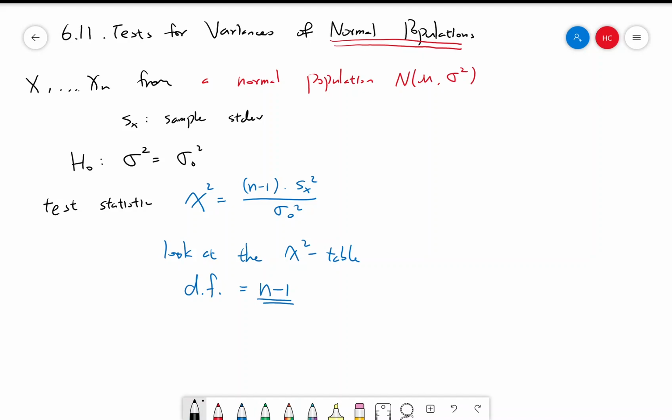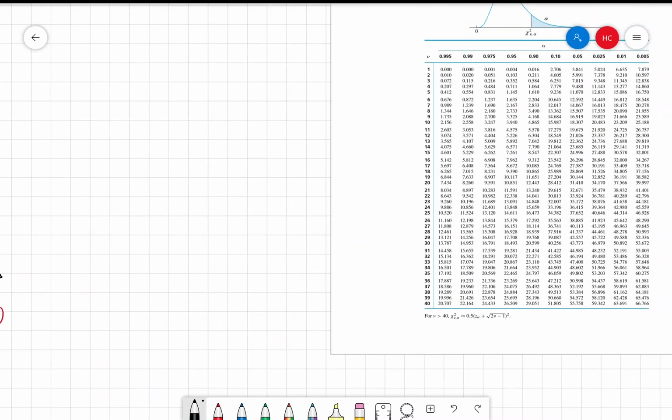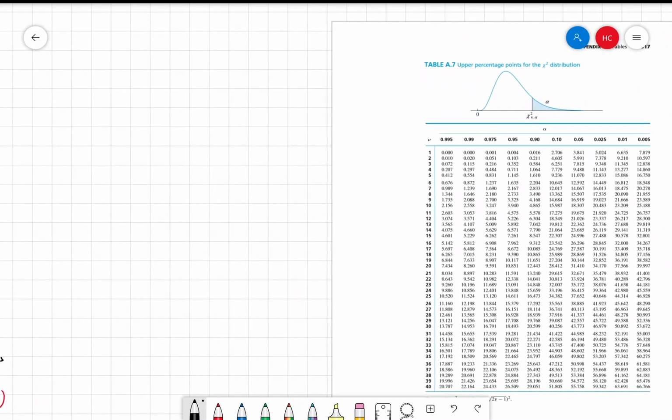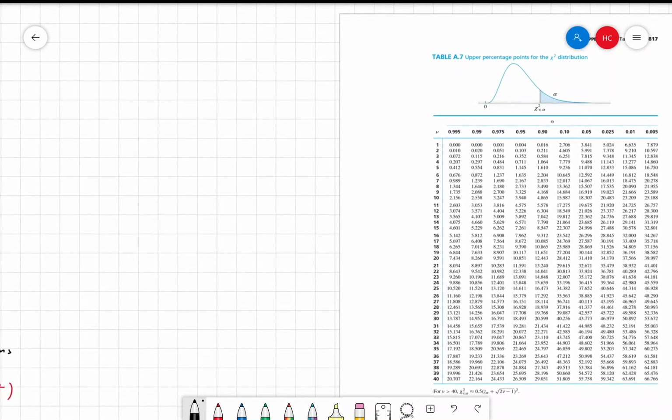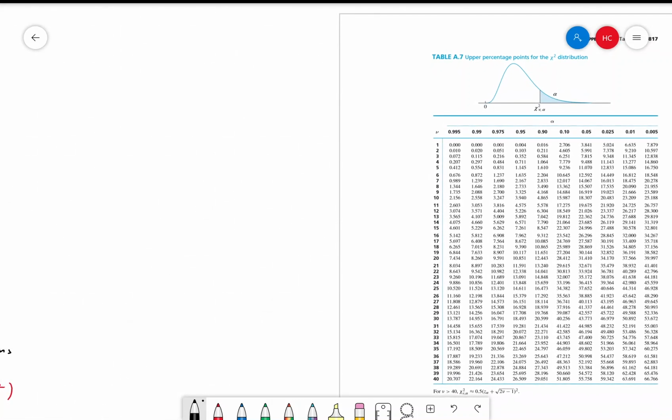Okay. So let's do an example. Let's get a chi-square table out. That's here. Okay, so let's suppose our sample size is 26 and our sample standard deviation is 0.8. Then we can consider the hypothesis test. We want to show that the population standard deviation is less than 1.2 because 0.8 is less than 1.2.